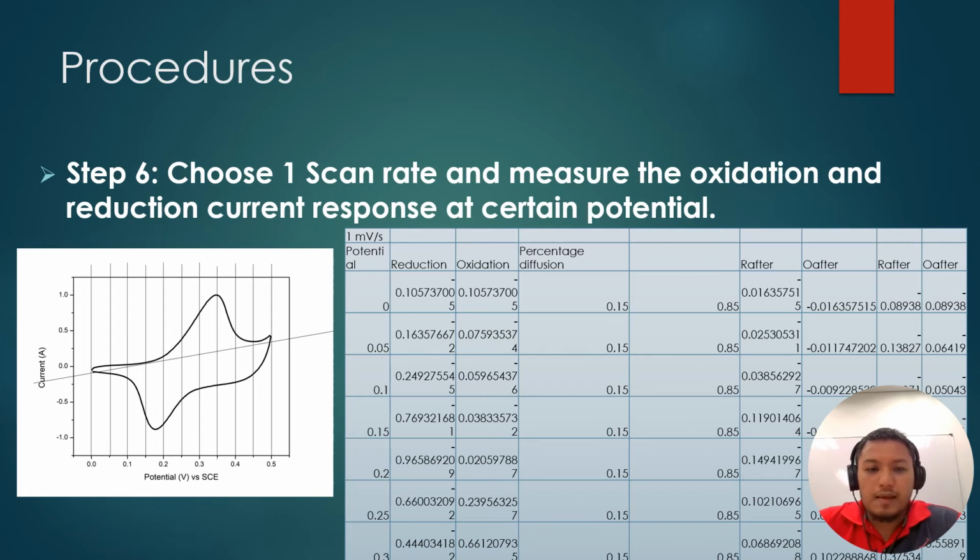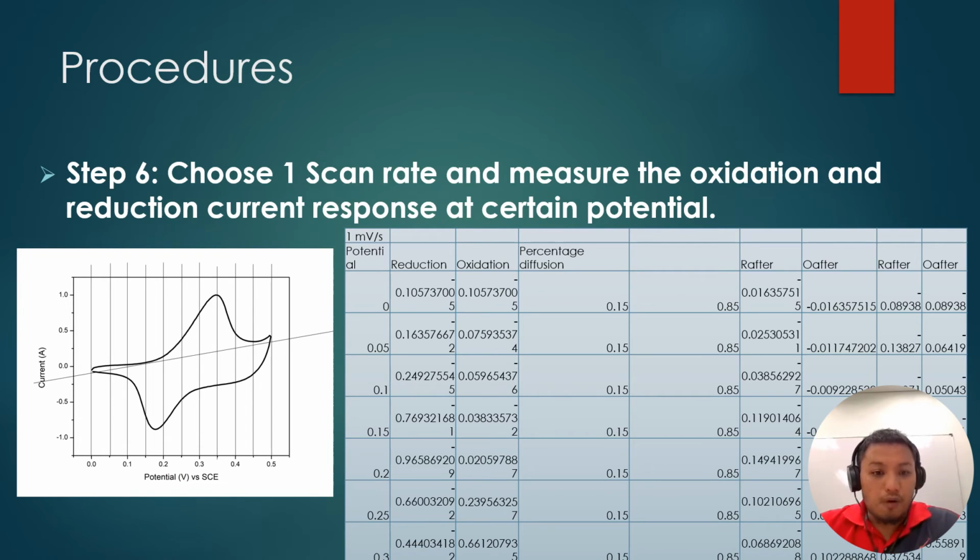Okay, this is quite interesting, a lot of figures. But actually it's quite simple. Step 6 is to choose one scan rate and measure the oxidation and reduction current response at certain potentials. For example, if your potential window is from 0 to 0.5, you can read the current response at increments of 0.05, or you can also do increments of 0.01 or 0.02.